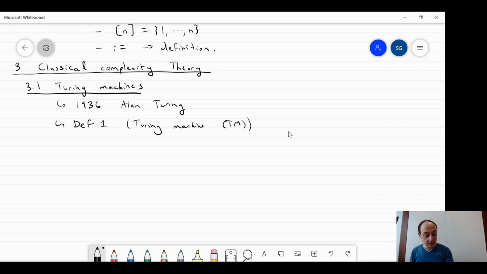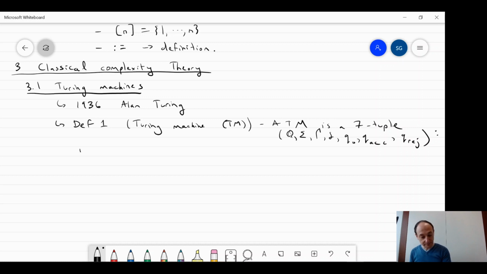So, a Turing machine is basically a 7-tuple. That means we're going to have 7 objects: Q, sigma, gamma, delta, Q naught, Q accept, and Q reject. So there are 7 objects in play, and let me define each of them, starting with the set Q. To specify a Turing machine, you need to specify these 7 things. Let me briefly remind you what they are.